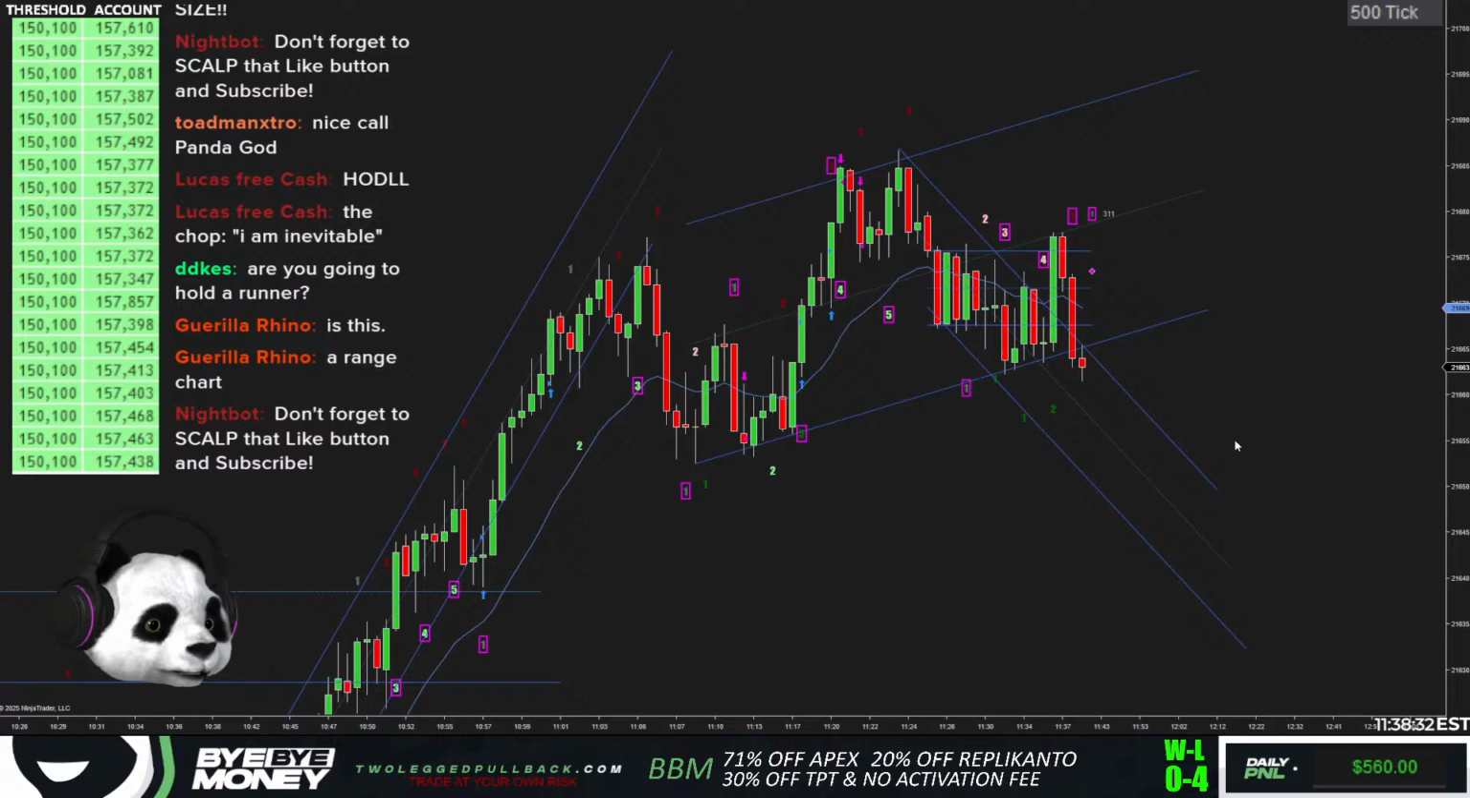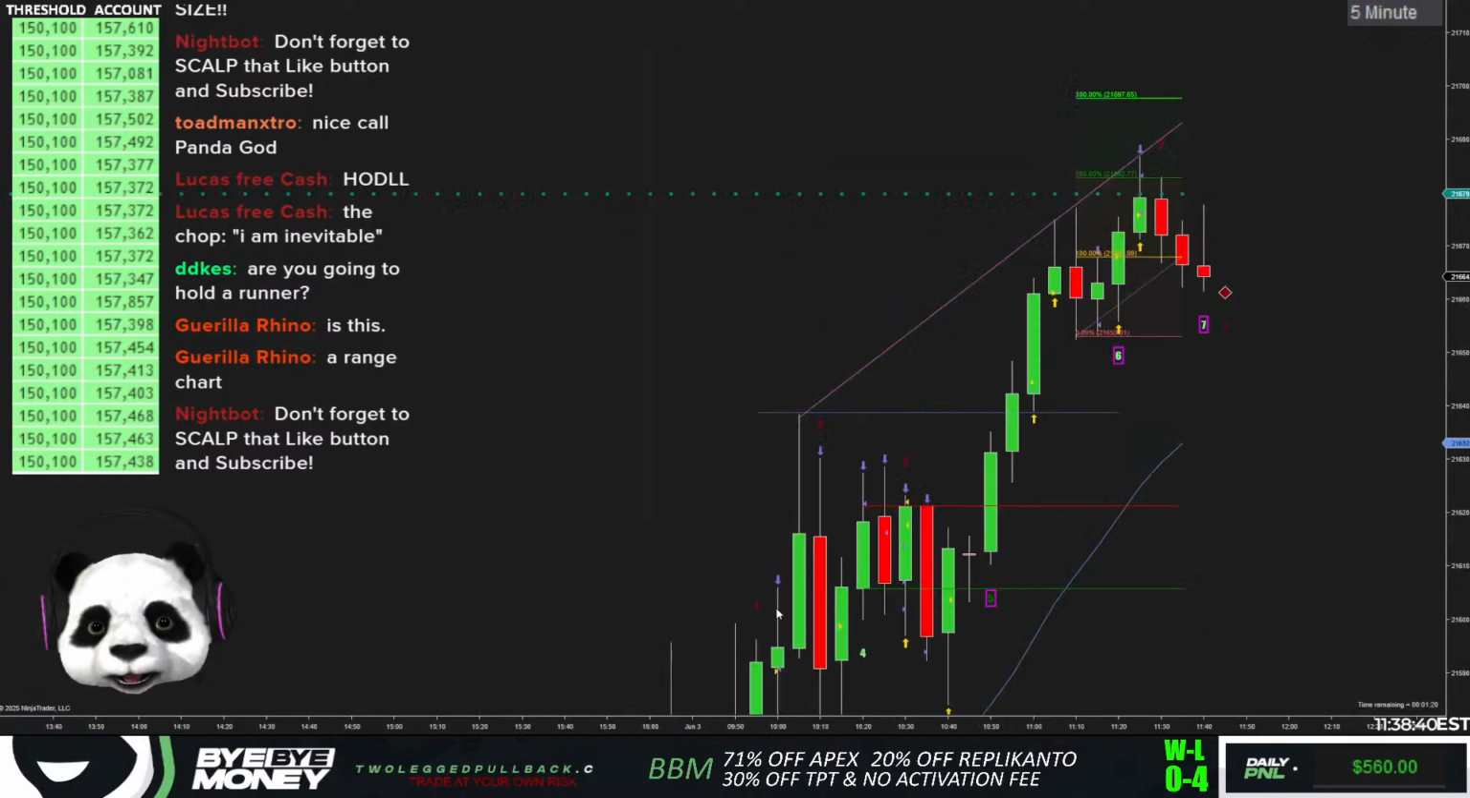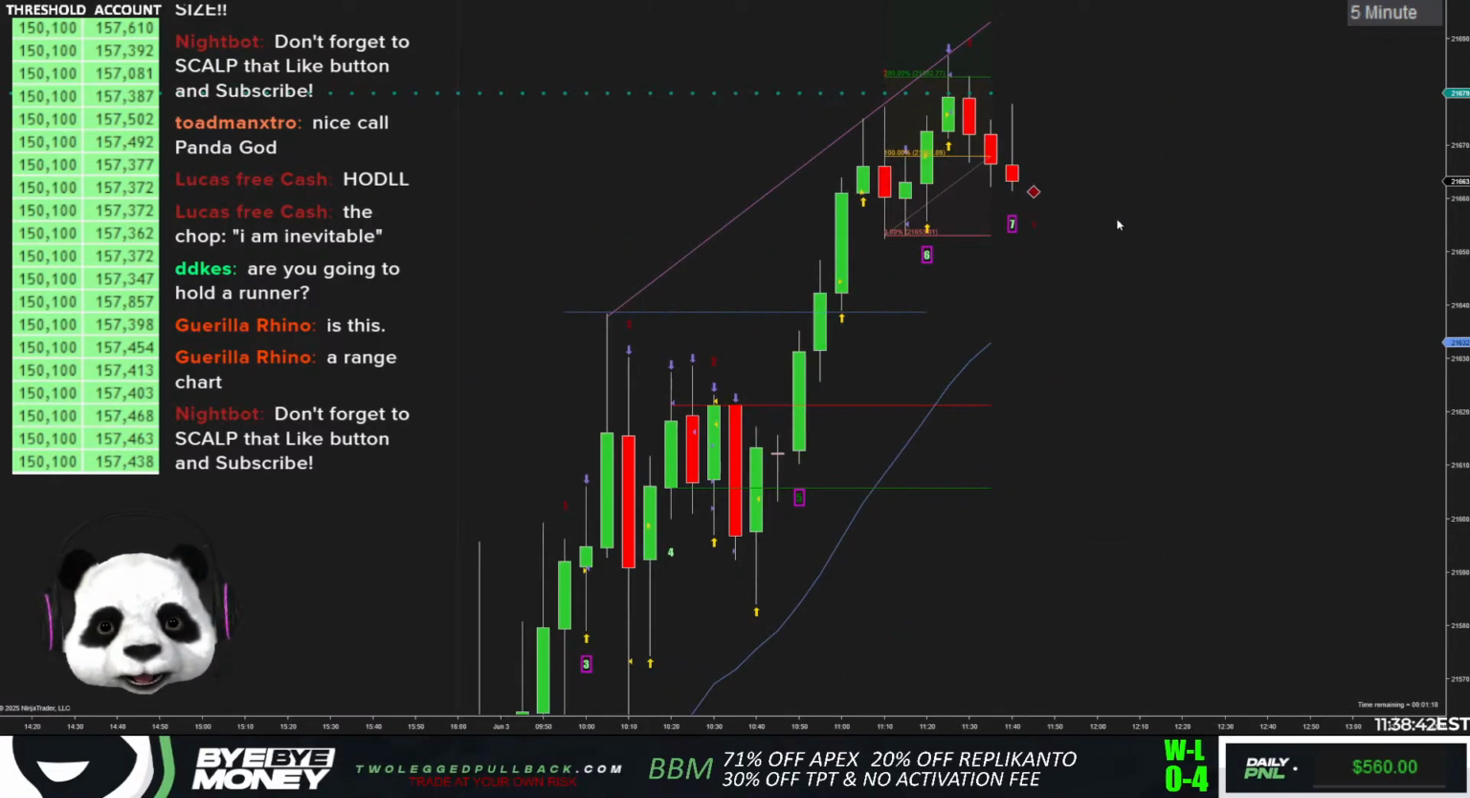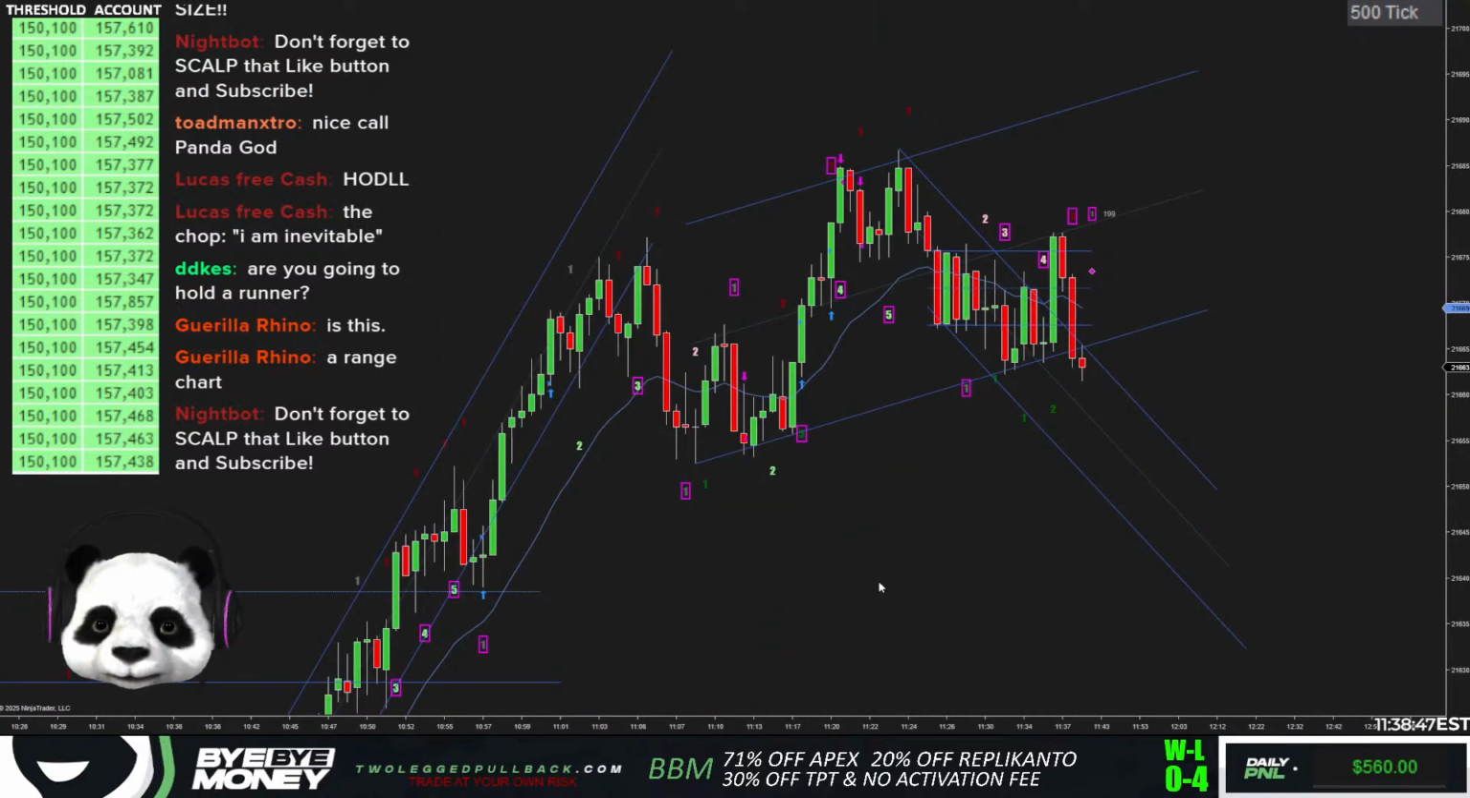Okay. 5-minute. I'm thinking it wants to test a 20 EMA soon, especially when it's this choppy. There's a couple ways you can test it. You can just go sideways for a very long time and the 20 EMA can catch up to it, or it can come down to it. Which one will it be today? I'm thinking the former, but we'll see.